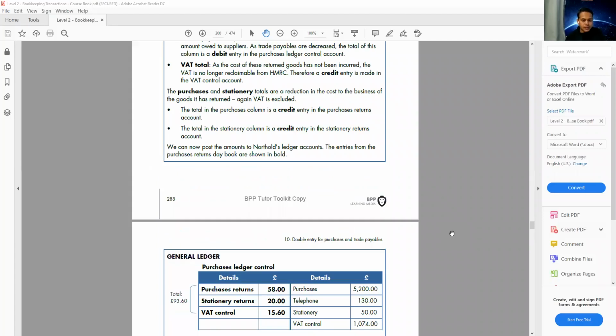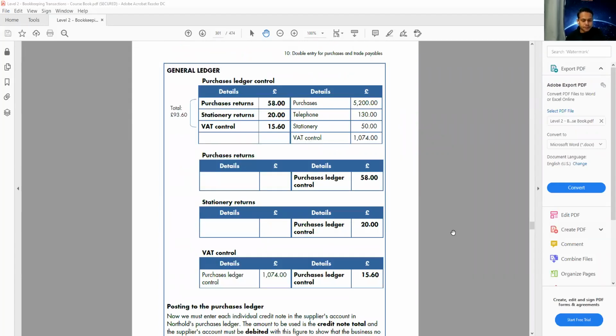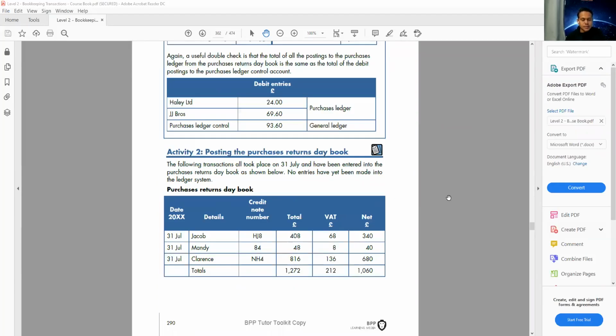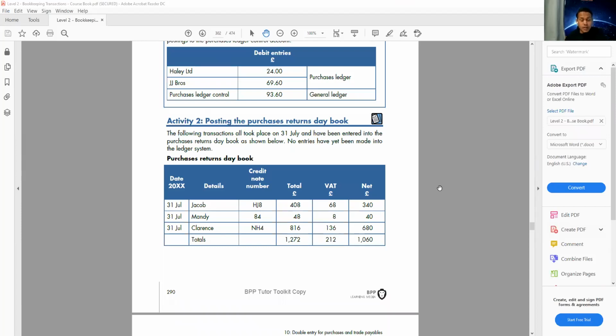The next question we have here is the purchase return day book. This is the same way, but we do the opposite. Purchase return day book means this time I'm going to return to my supplier, my credit supplier. When I'm returning to my credit supplier, I'm writing the credit note number. Credit note number means I'm returning to my supplier. So let's have a look.